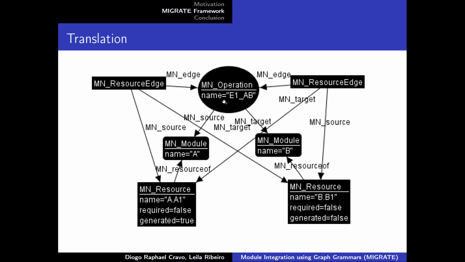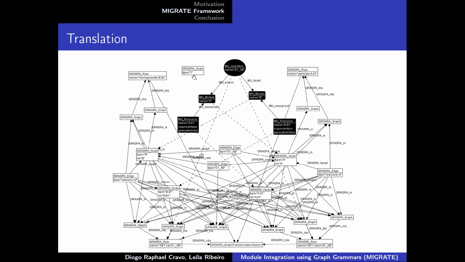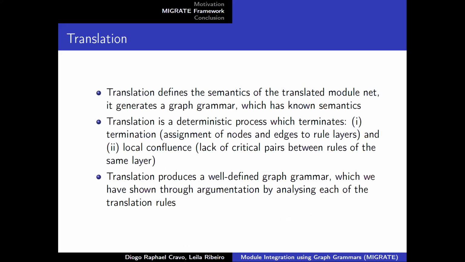So here we have an example as a starting graph. We can see here that we have modules and resources. This is a module net that has been encoded as a graph. And if we apply the first layer of rules to this module net, then we obtain a bunch of tokens. And if we apply the second layer of rules, which is the one that performs the translation, it consumes all of those tokens, and it produces a bunch of graph grammar concepts here, as we can see the white background nodes. So this is the translation.